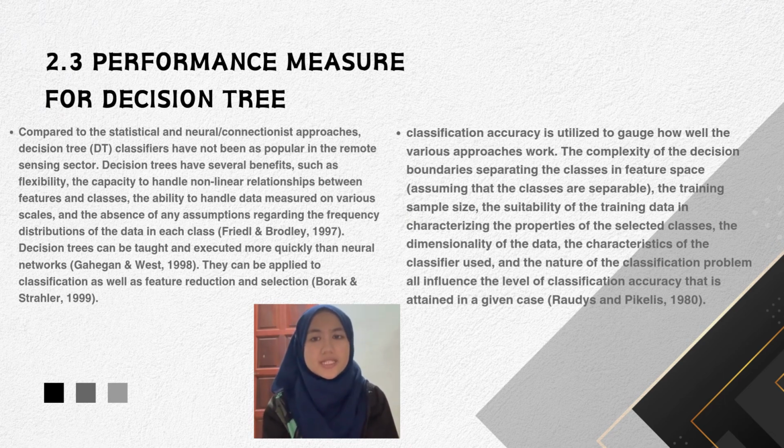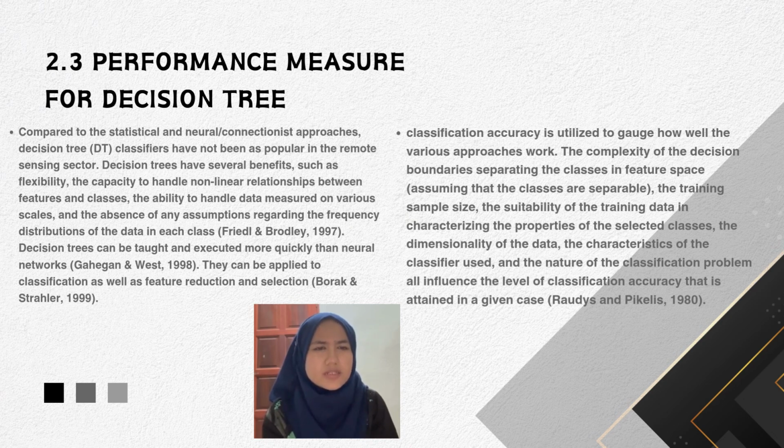Performance measure for decision tree. Compared to the statistical and neural approach, decision tree classifiers have not been as popular in the remote sensing sector. Decision trees have several benefits, such as flexibility, the capacity to handle nonlinear relationships between features and classes, the ability to handle data measured on various scales, and the absence of any assumption regarding the frequency distribution of the data in each class. Decision trees can be taught and executed more quickly than neural networks. Then they can be applied to classification as well as feature reduction and selection.